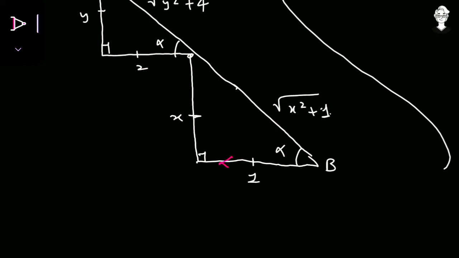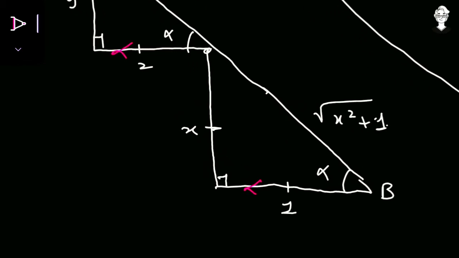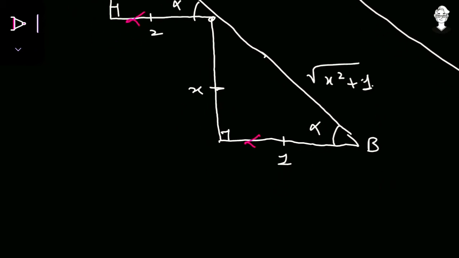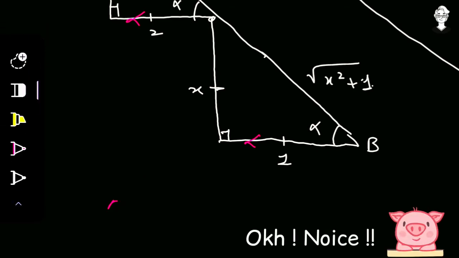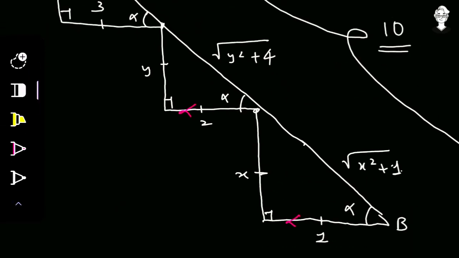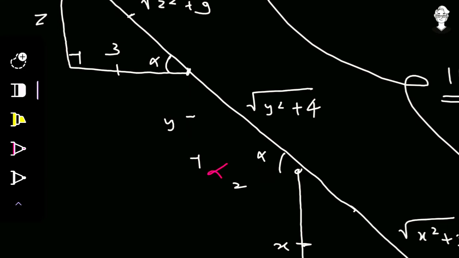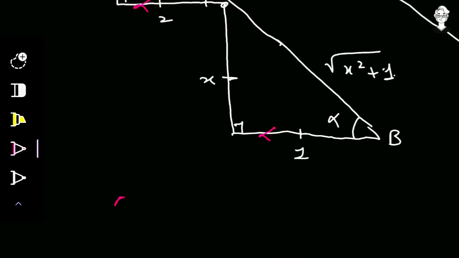From here, these lines are parallel, this and this. So according to the corresponding angles property, both angles are equal. It says that if two lines are parallel and there's a transversal, then this and this angle are equal. Similarly, alpha and alpha are equal, and again this line is parallel to this line, so because of that property, alpha equals alpha.